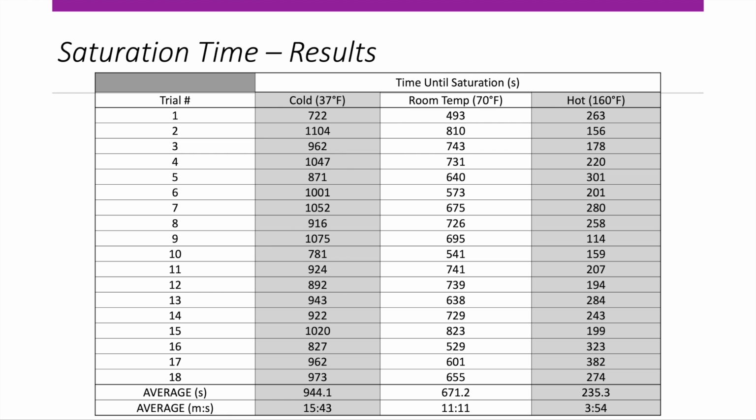So here's essentially a table of all my results. You can see the cold temperatures, which were about 37 degrees Fahrenheit, from my refrigerator, came out to be about 15 minutes, close to 16 minutes, for cereal to become completely saturated. For the room temperature experiments, about 11 minutes were measured for the saturation time, and for the hot temperature experiments, about 4 minutes it took for the cereal to become saturated. I also did a total of 18 trials.